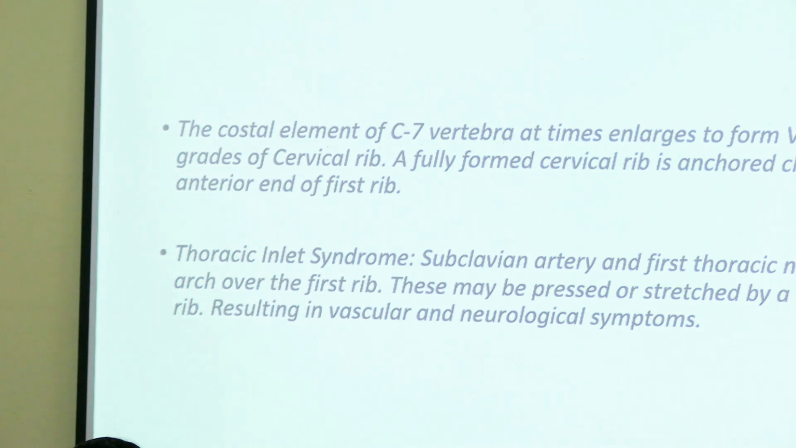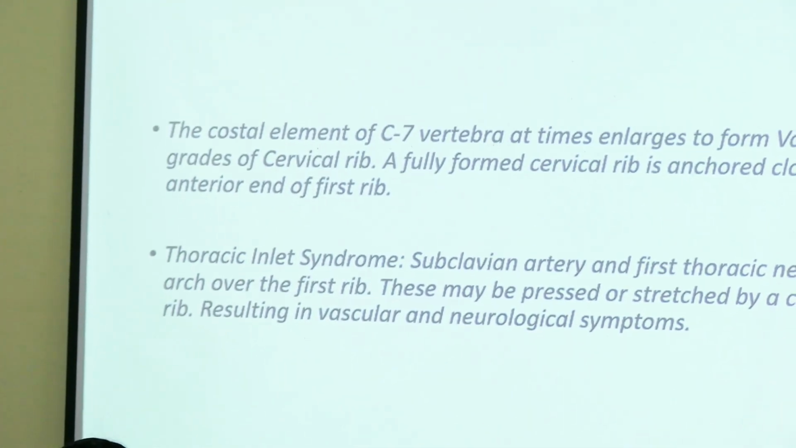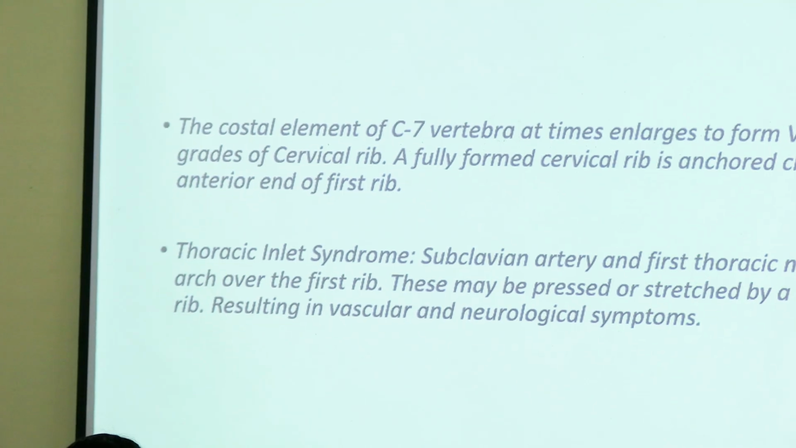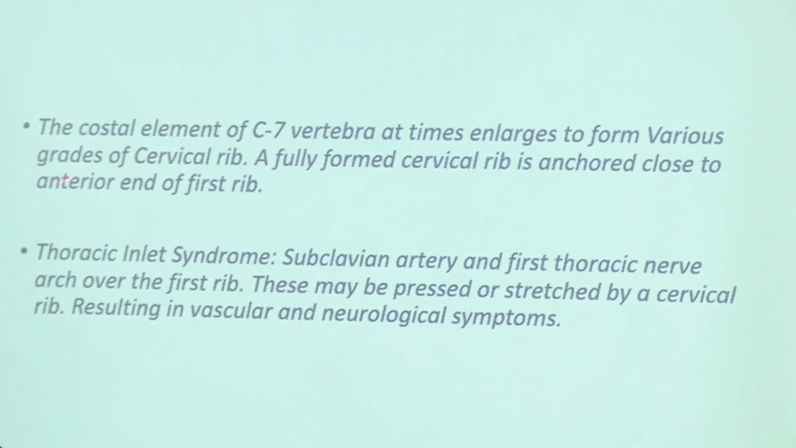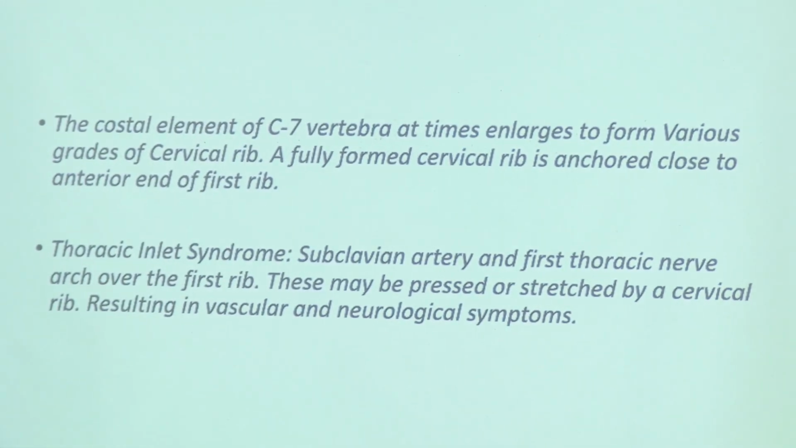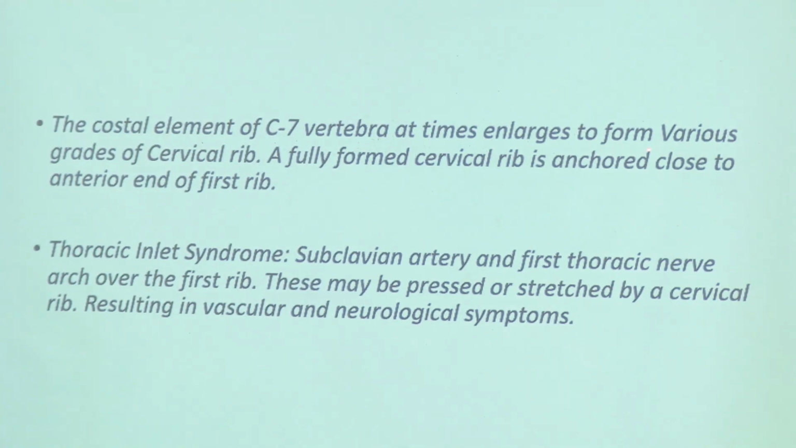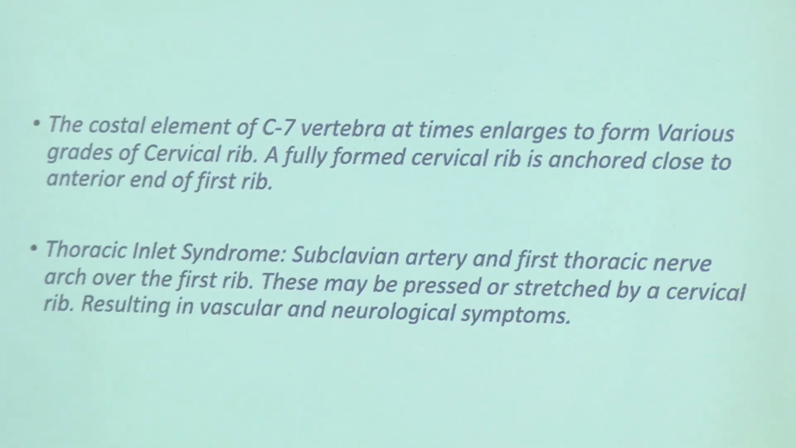The costal element of C7 vertebra. C7 मतलब cervical 7, that is 7th cervical vertebra. The costal element of the 7th cervical vertebra enlarges to form various grades of cervical rib. ठीक है? A fully formed cervical rib is anchored close to anterior end of first rib.